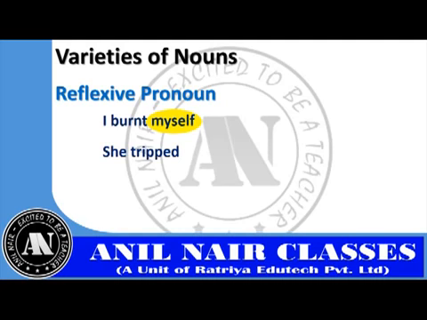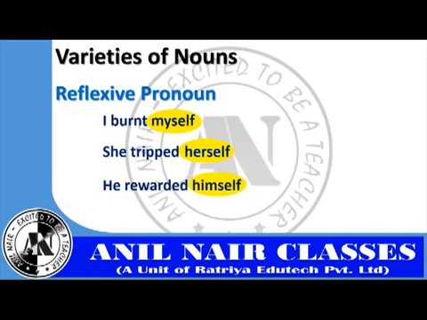She tripped. Whom? She tripped herself. In this sentence, the act of tripping is reflected back on her only. So, she tripped herself. He rewarded himself. So the act of rewarding is reflected back on the pronoun he that was mentioned at the beginning of the sentence. So to complete it, he rewarded himself.